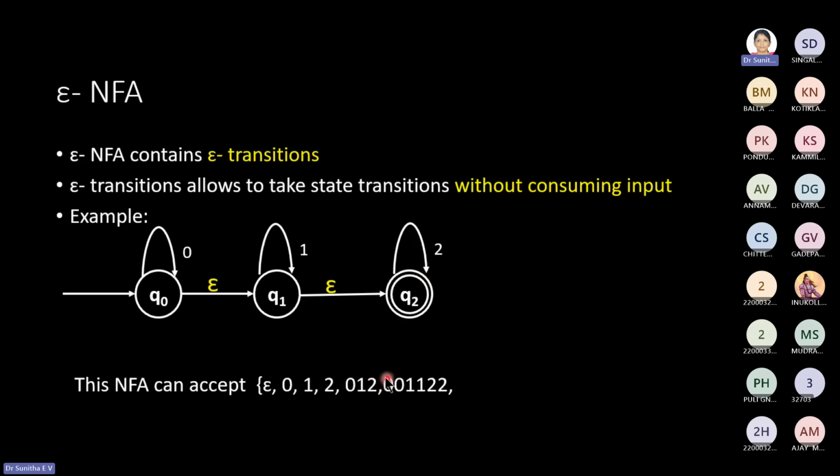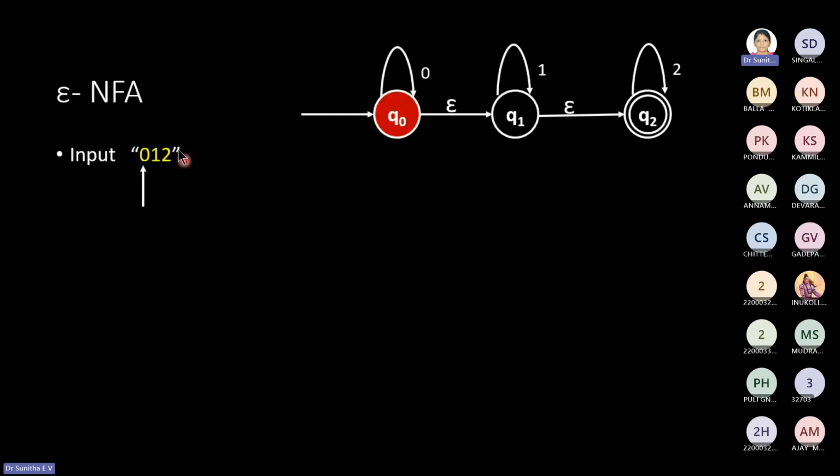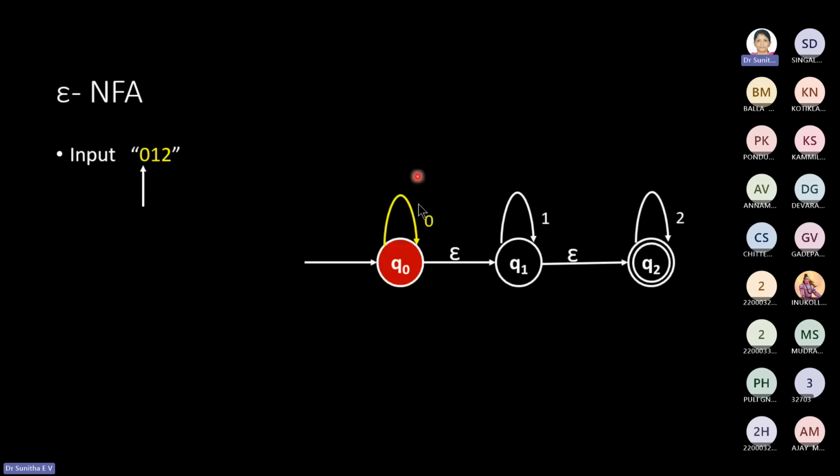And suppose the input is 0, 1, 2. What happens? Again, we can check this example. If the input is 0, 1, 2, how does the machine work? It starts in the initial state Q0. In the string 0, 1, 2, the first symbol is 0, so it will take the self loop on 0 and remain in Q0 itself.